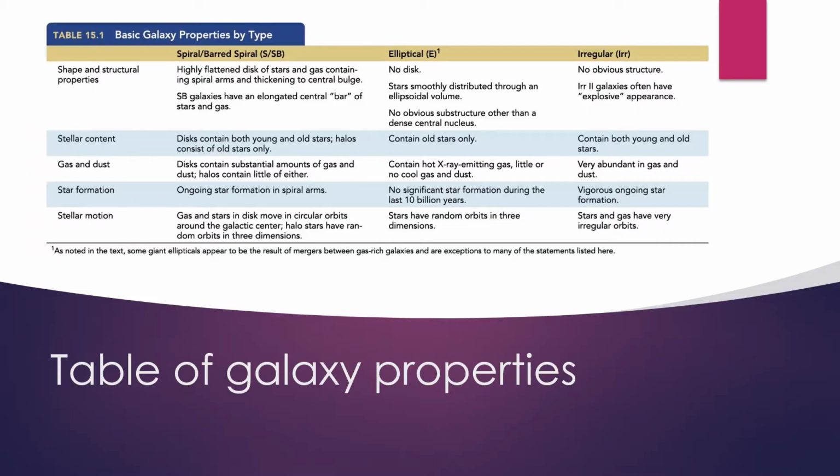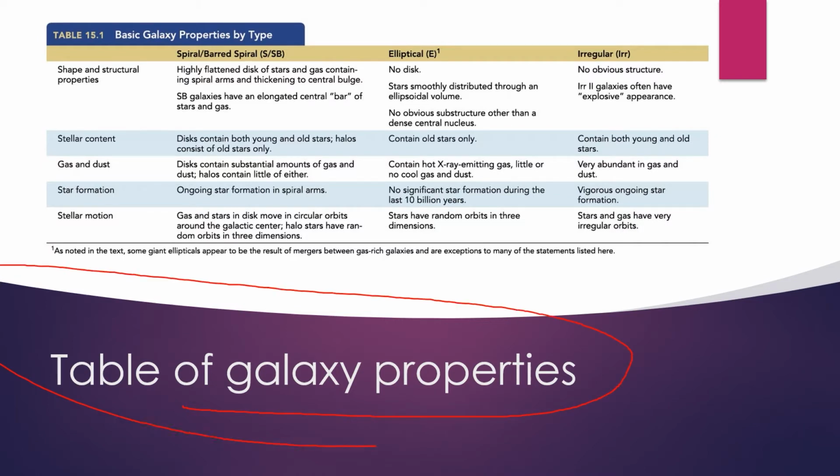Over here we have the table of galaxy properties. This is essentially a sum up of everything that we had on previous slides, all in a lovely organized fashion. So if you want something to study from that'll make it a little bit easier for you, here you go.